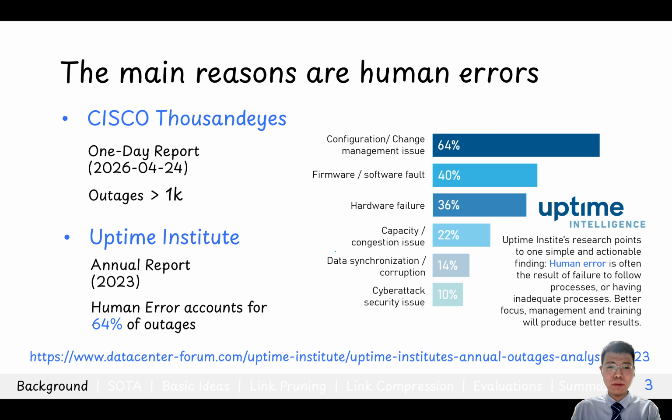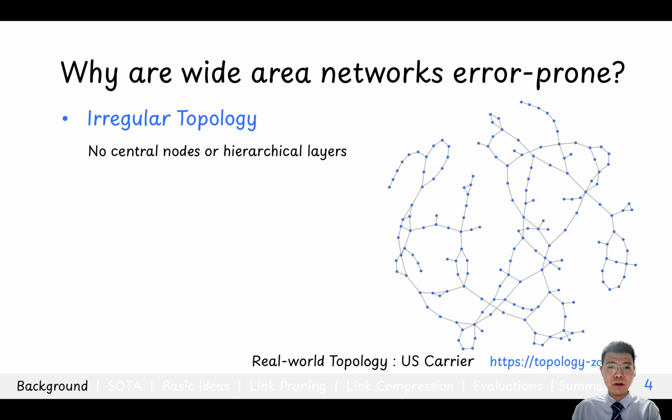In fact, a report of the Uptime Institute shows about 64% of network outages are caused by human errors during network configuration changes. So why are wide area networks so error-prone? The first reason is their irregular topology structure. As we can see from this real-world topology, it is far from regular. There are no central nodes, there are no clear hierarchical layers.